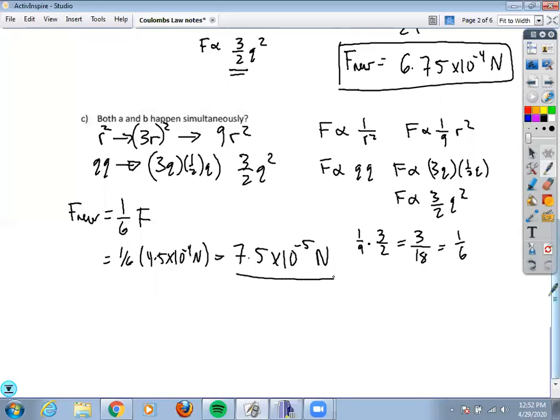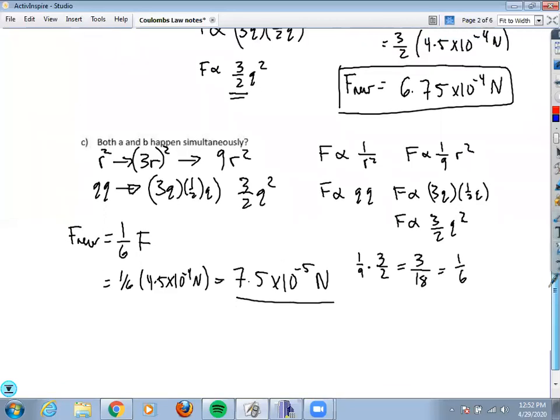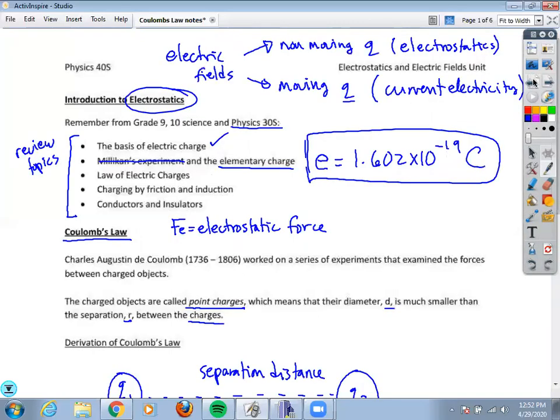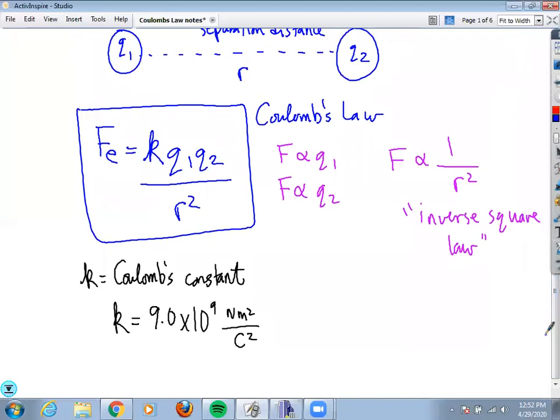What we really are going to explore now is how to calculate electric force using Coulomb's law. But it's worth noting here, okay, the effect of the different variables in Coulomb's law. F is proportional to Q and Q, and F is proportional to 1/R squared.